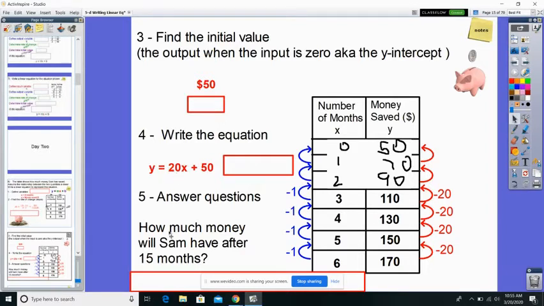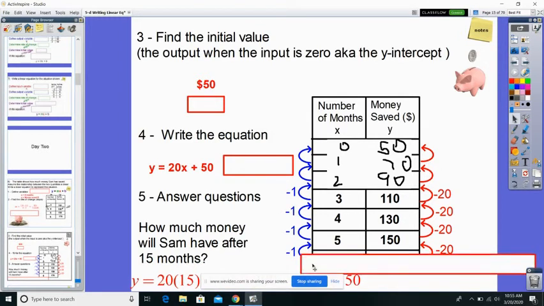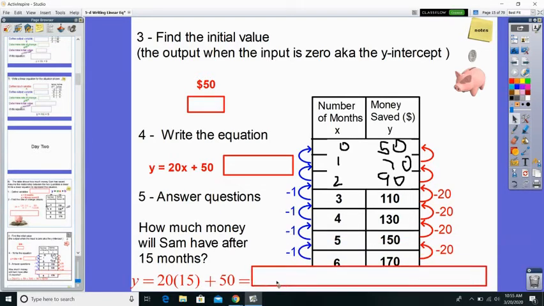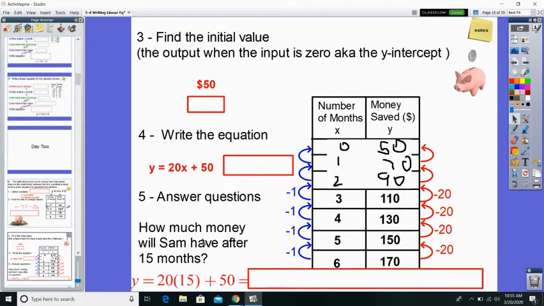Now it says, how much money will Sam save after 15 months? If you look at your table, x is the number of months. So I'm going to look at my equation, and where there is an x, I'm going to plug in 15. So if I were to type this out, you would have 20 times 15 plus 50, which would be equal to $350. You're just using that equation and your calculator to help you finish solving. Okay, so I'm going to give everyone a minute to take a quick look at that.